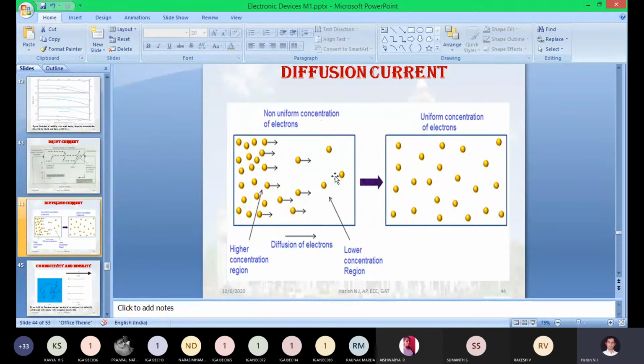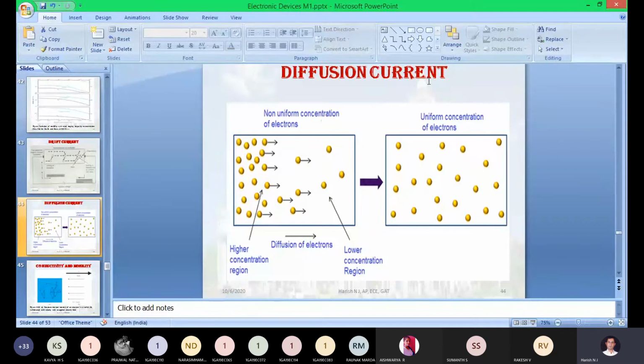So there is an electron movement from the left side to the right side, meaning electron movement from higher concentration to lower concentration without applying any biasing voltage. This kind of electron movement from higher concentration to lower concentration constitutes a current. That current we call a diffusion current.